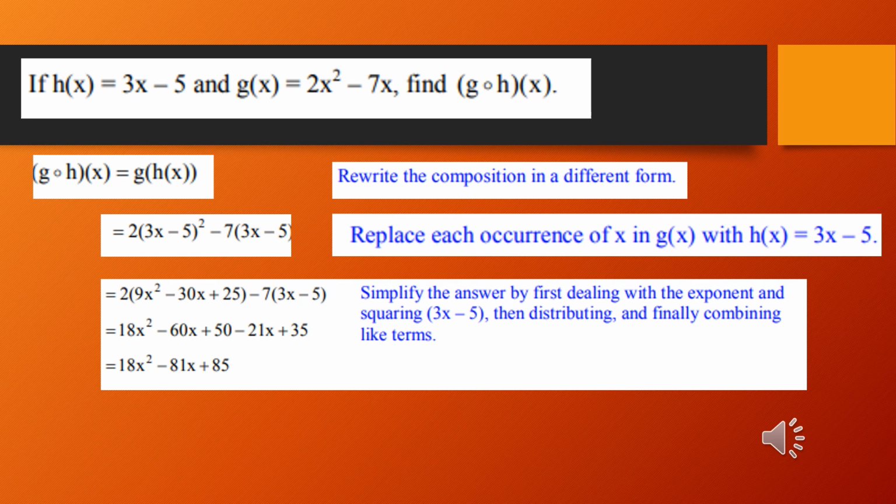So we replace the x squared with (3x minus 5) squared, minus 7 times (3x minus 5). Then we simplify the answer by first dealing with the exponent and squaring 3x minus 5. You'll be expanding the expression, then distributing, and finally combining like terms, collecting the x terms together and the numbers together. At last our answer will be a quadratic expression.